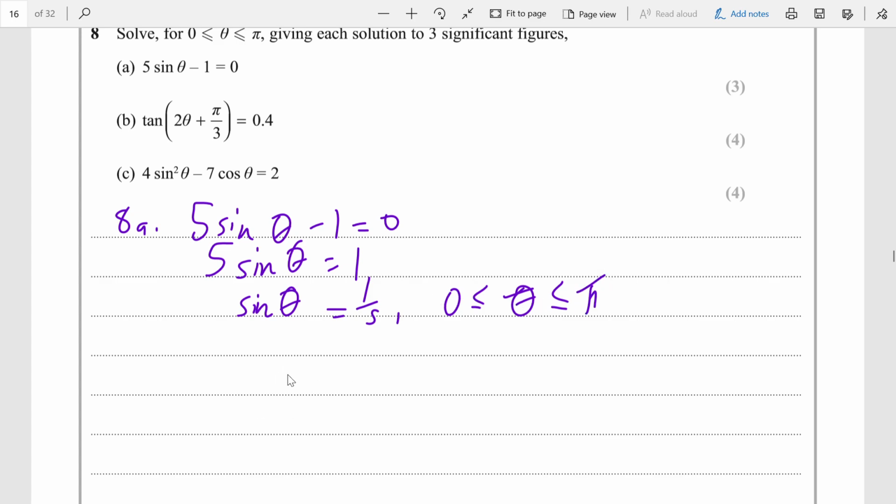Alright, so here we can just use theta is the inverse sine, meaning that we're undoing the sine function's action on theta to get the angle we want. So inverse sine of 1 over 5. You punch this into the calculator, you'll get 0.201 radians.